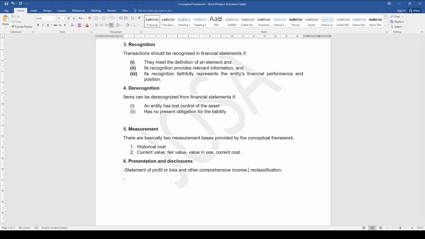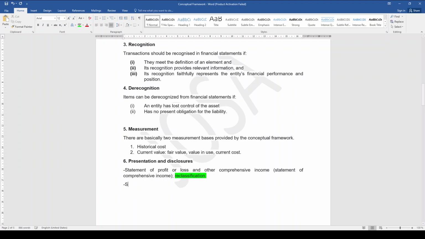I told you this can as well be called the statement of comprehensive income. Warning, this is very key. We are going to look at a technical article. Reclassification is very, very important, and it's going to be a discussion before we close this call.